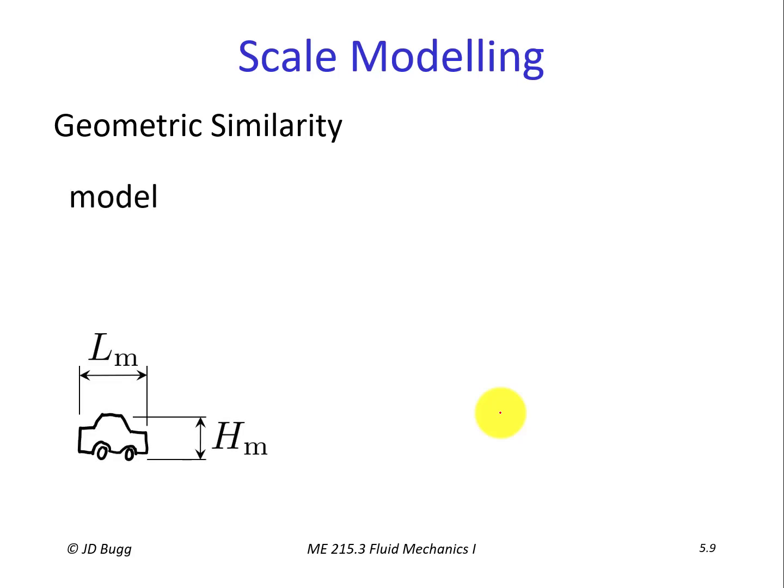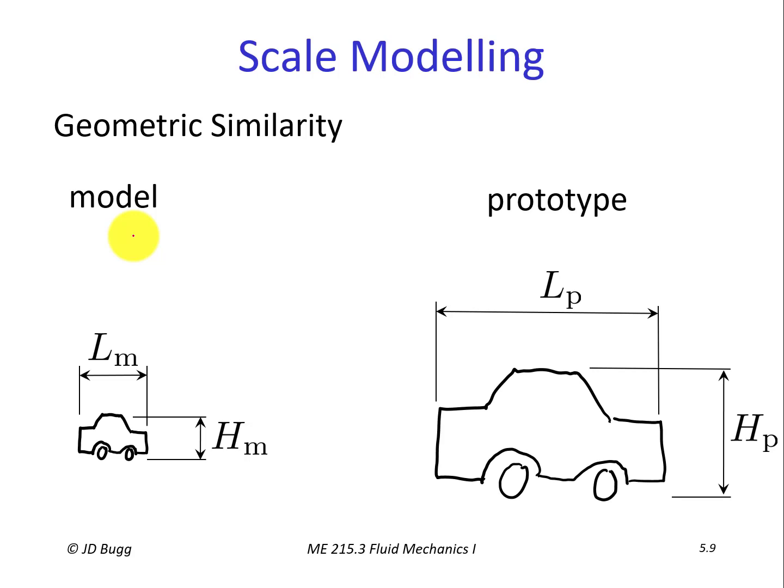Well, if we have a model, and here's a little sketch of a car, there are a whole bunch of dimensions that we could list for that model. Here I've just listed the length of the model and the height of the model. So we want to get used to the notation here. The subscript m refers to the model, which presumably is a smaller scale. The prototype, which is the full-scale car in this case, also has a length and a height, and we have the subscript p to represent the fact we're talking about the prototype.